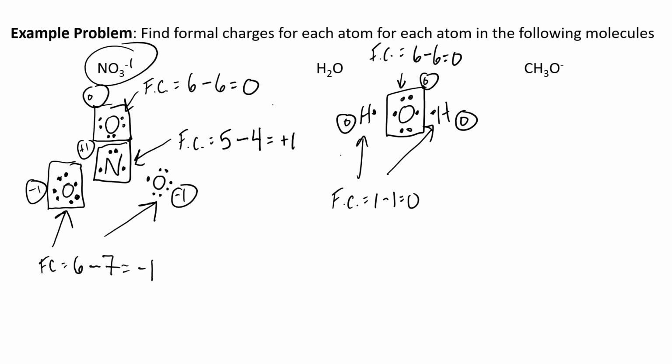Our final example, we have CH3O minus. We draw our Lewis structure, or CH3O minus, sorry.